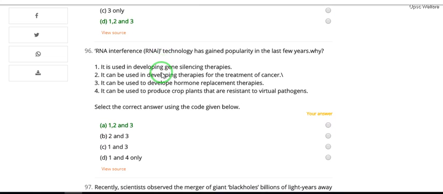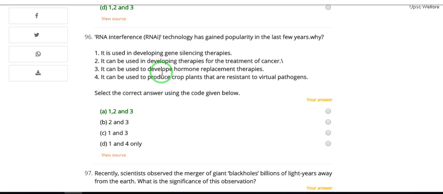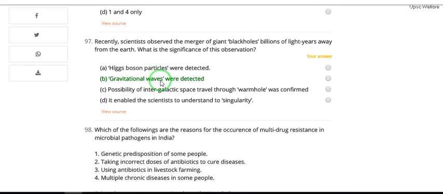RNA interference technology has gained popularity in the last few years. Why is it so? I will go with 1, 2, 3. Why? Because if we see the 4, it can be used to produce crop plants that are resistant to bacterial pathogens, no, it's going to be wrong. But this can be used in developing gene silencing, of course, in therapy. The second one also is going to be correct, because this can also be used in developing therapy for the treatment of cancer. And the third one, of course, develops hormone replacement therapy also. So 1, 2, 3 is the correct answer here.